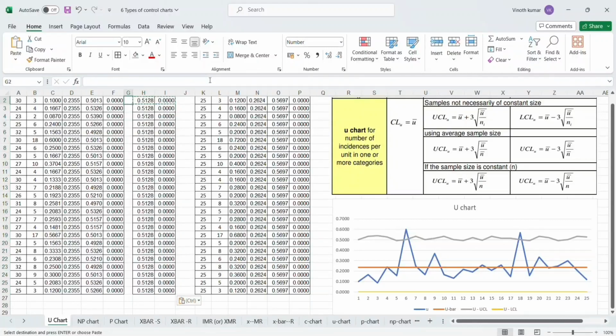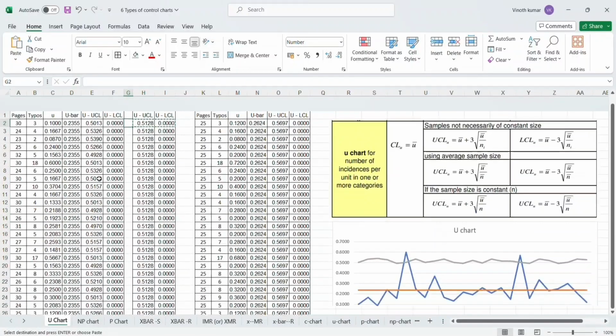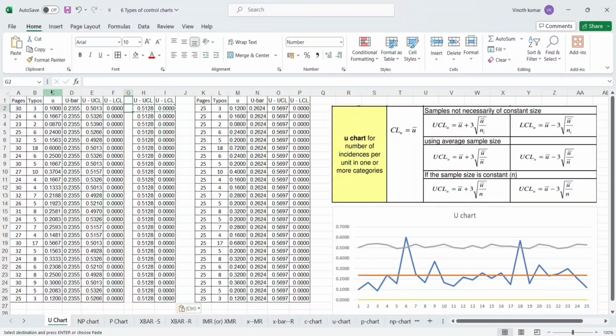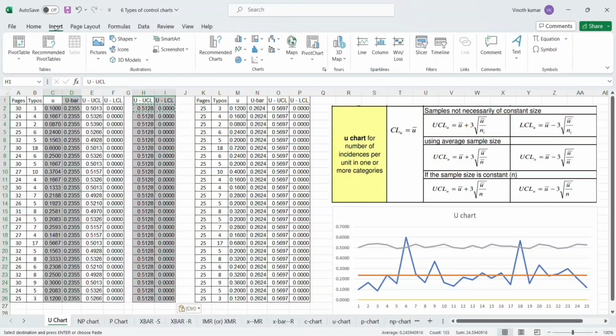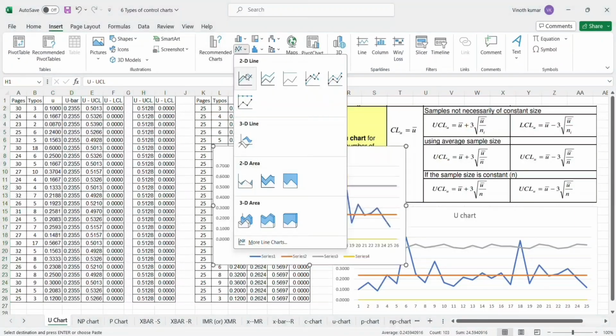So now what we can do is, for this graph also we can select DPU, which is this column, U bar, which is this column, and your control limits alone will be these columns. I select this, I click on insert graph, I will get this U chart.